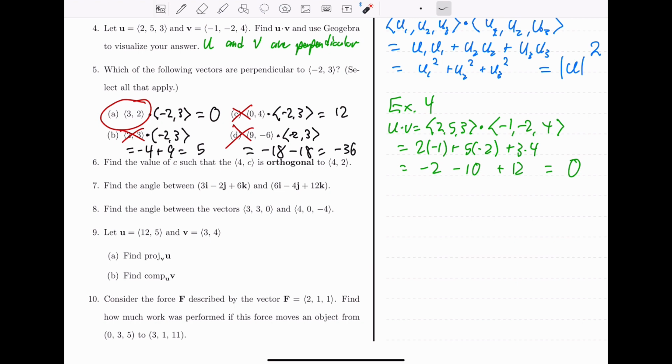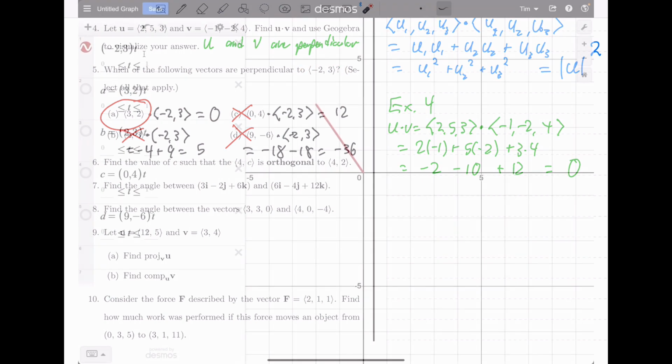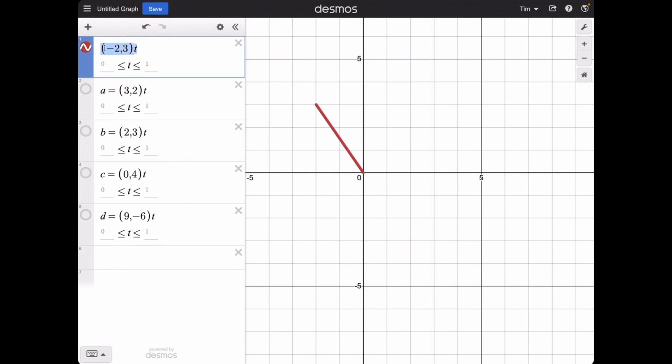Let's use Desmos to visualize what we found here. Here's the original vector negative 2, 3. Again, to do vectors in Desmos, we just write the components of the vector as a point. Then we add a t. If t ranges from 0 to 1, we get exactly the vector that we want, just without the arrow to show the direction. But there's the vector negative 2, 3, and we found that the vector 3, 2 is perpendicular. There we go. We can see that these form a 90-degree angle, so they are perpendicular.